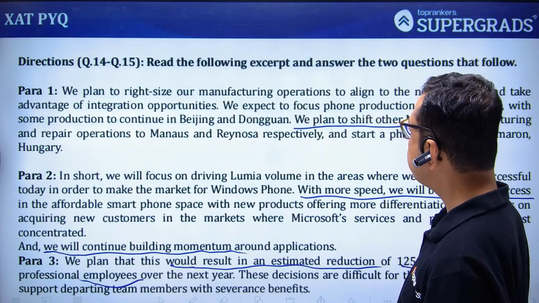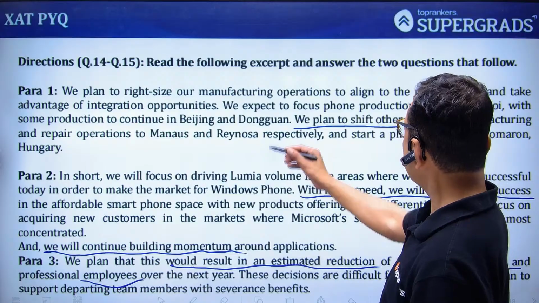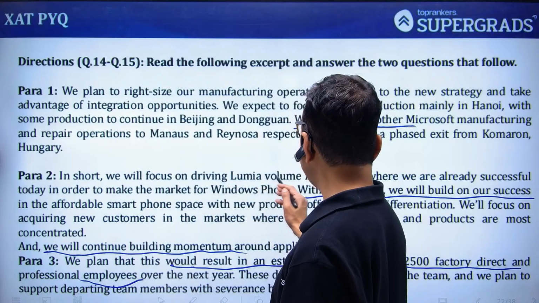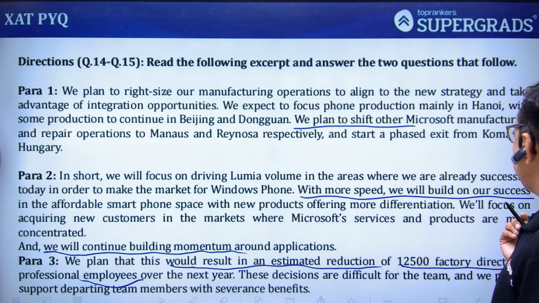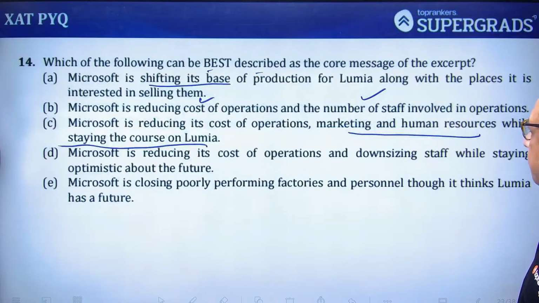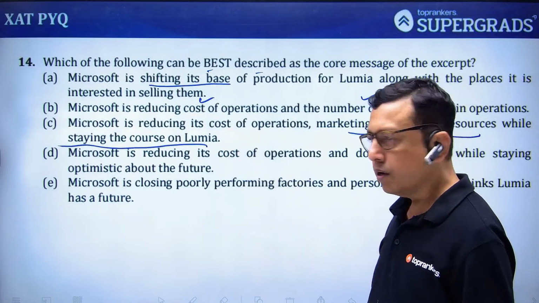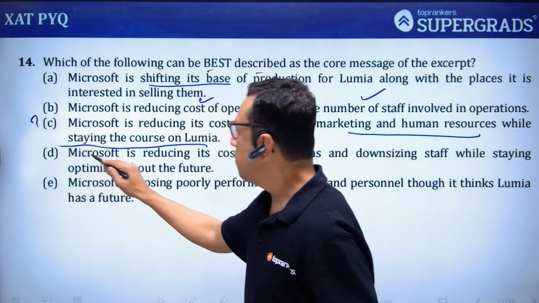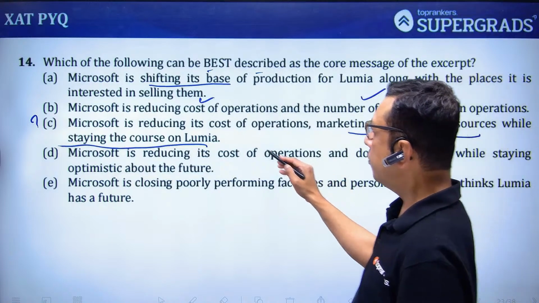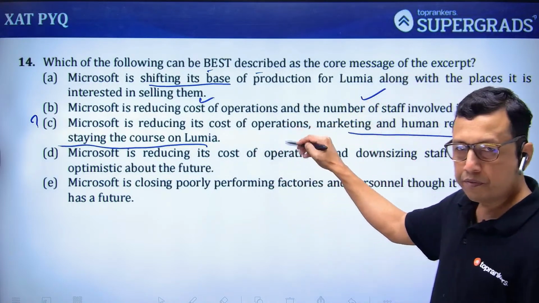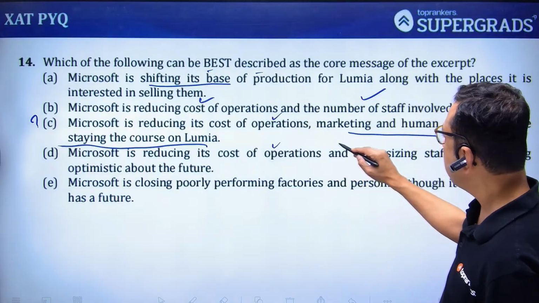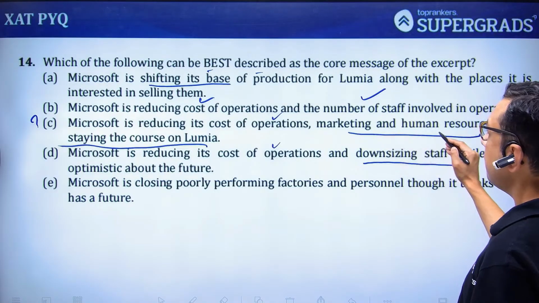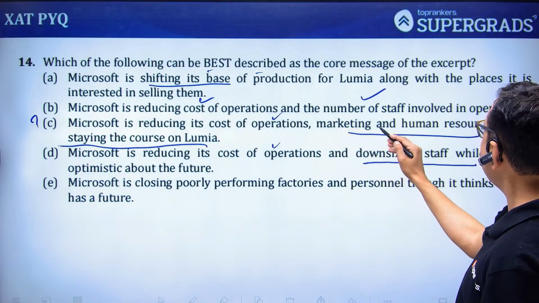Let us check. We will focus on driving Lumia volume in the areas where we are already successful. Okay, fine. It's staying the course on Lumia, no doubt. But then let us figure out later on. So this is a question mark. Microsoft is reducing cost of operations. So I think we can compare C and D. We can compare C and D. It's reducing cost of operations, correct? Now it's downsizing staff. So this simply says it's reducing cost of operations, marketing, and human resources.